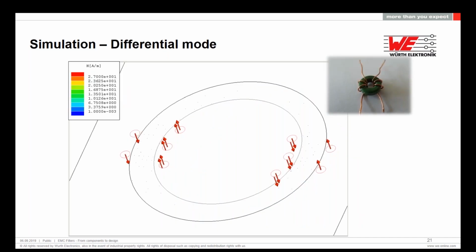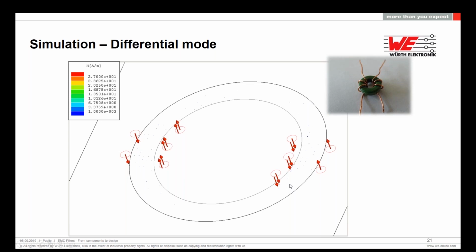If we take a look also to the same simulation but with differential mode, in this case, you can see here on the right the component we are basically simulating. We make a cut in the middle of the component, and then we take a look at the magnetic field we have on both sides. In this case, we have opposite direction of the currents, so we have differential mode, same magnitude. With this differential mode, we see there is almost no magnetic flux inside.